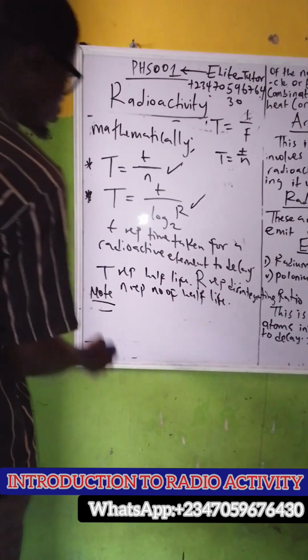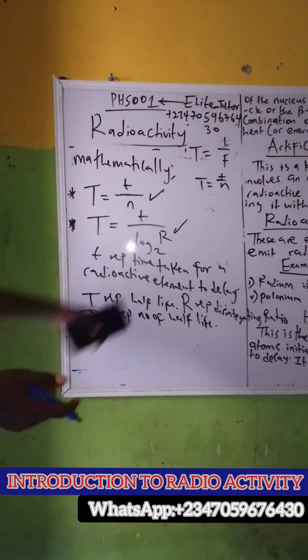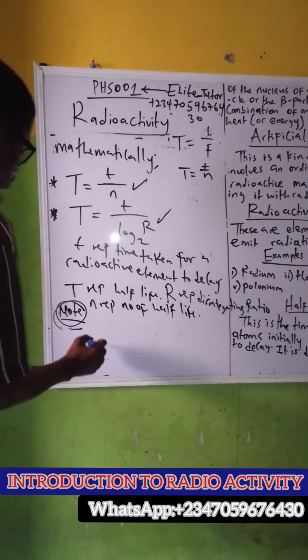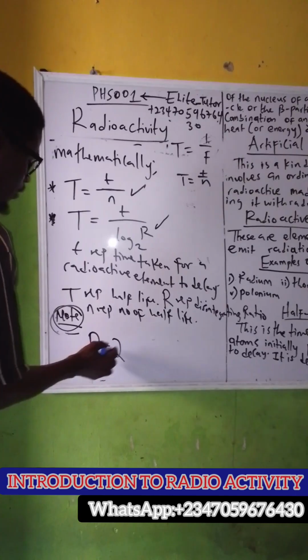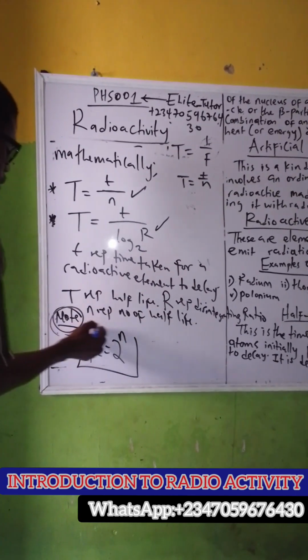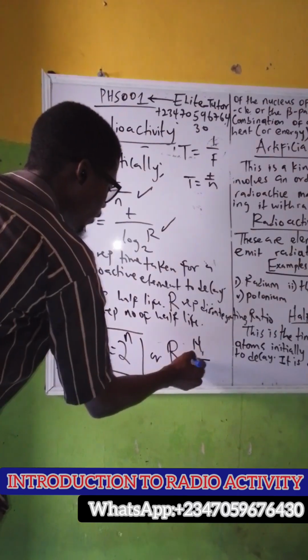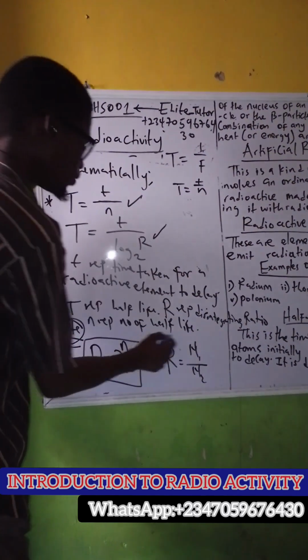Note those things now. So remember, I was going to talk about something you should note. In case you are not given R and you are told to find half-life, R has a formula, disintegration ratio has a formula. Either you use 2 raised to the power n, or you can say R is equal to N1 over N2. Okay, so these are the two formulas for disintegration ratio.